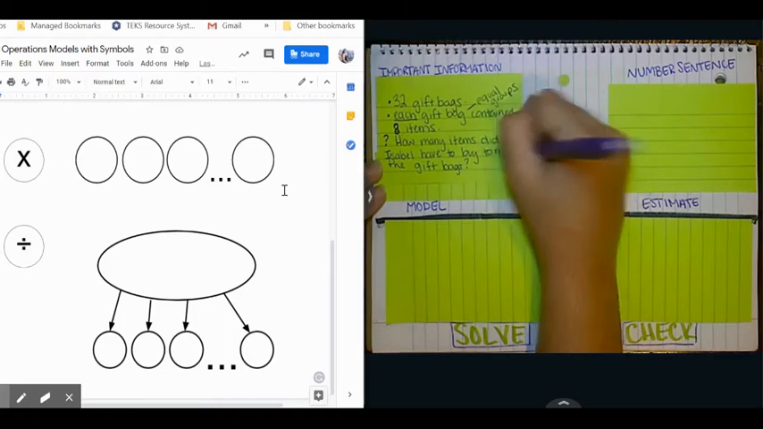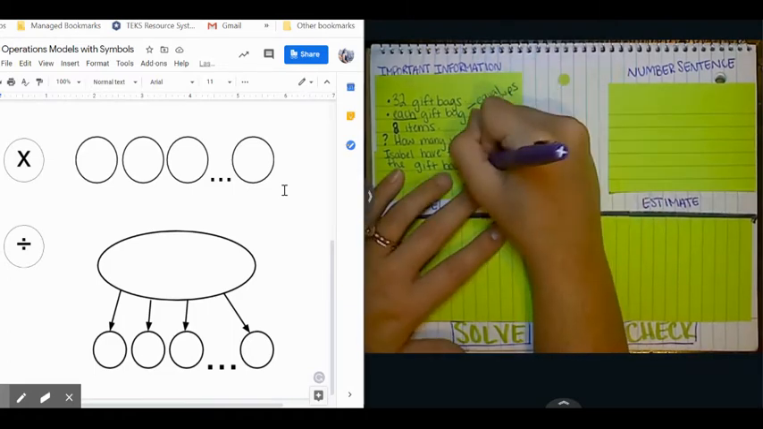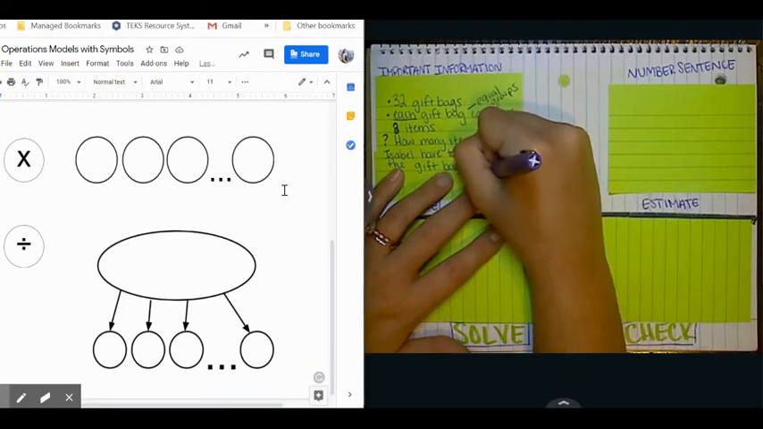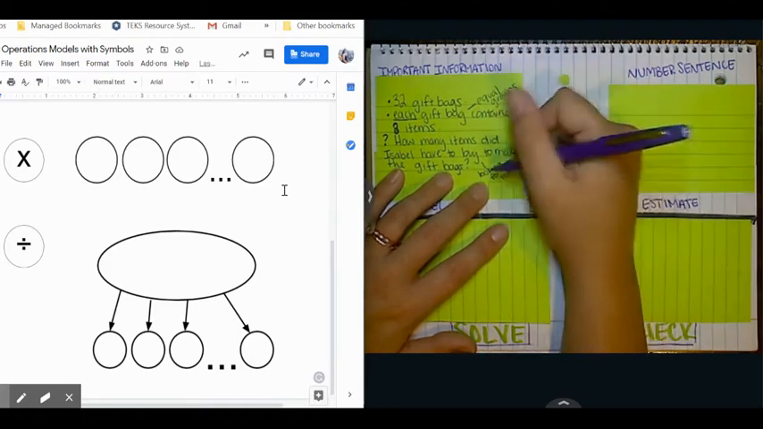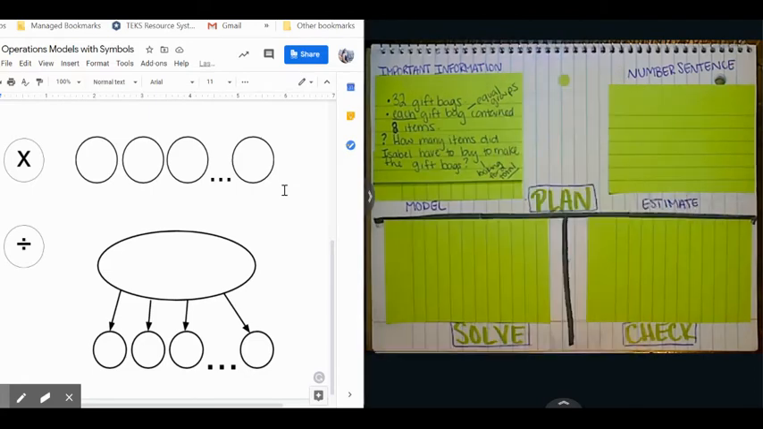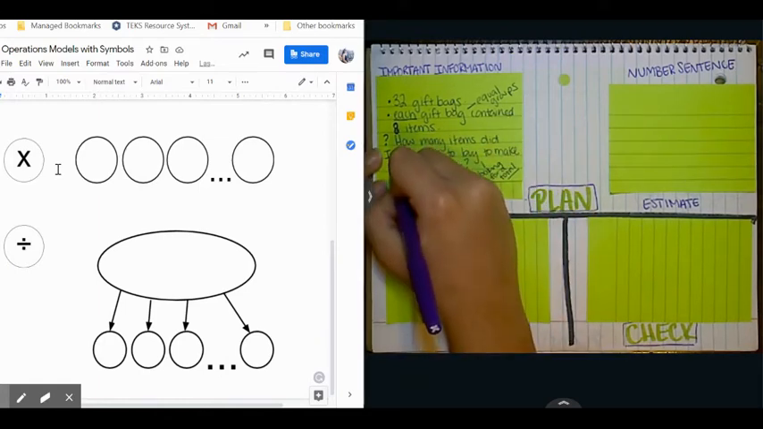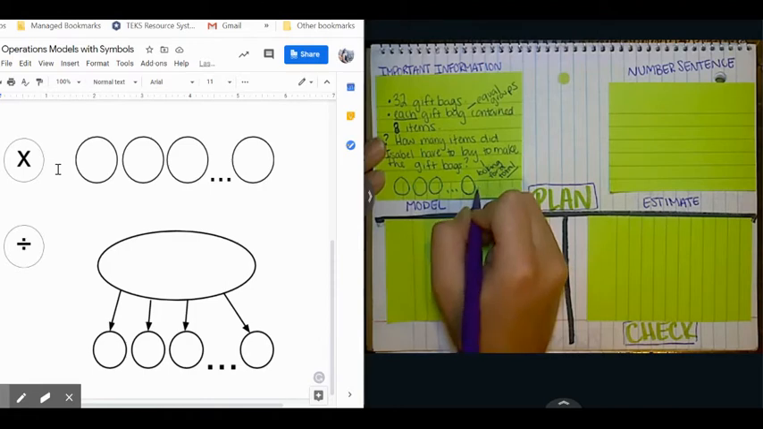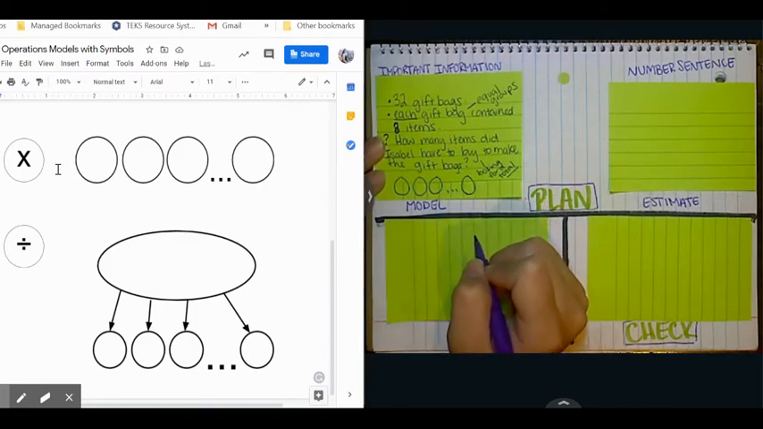To make the gift bags. So I'm looking for a total, which means we are going to be using multiplication. So that means my model is going to look like this. I set my model up, but it's blank, and now we need to put the numbers in the right place.